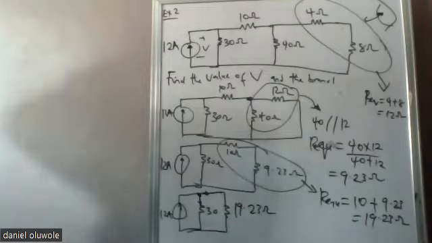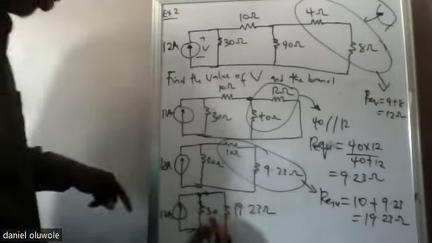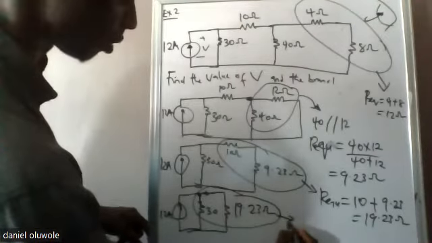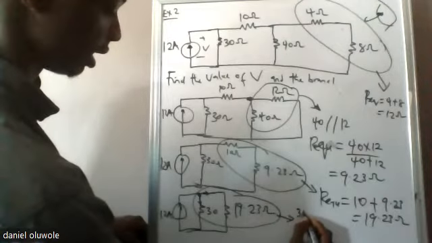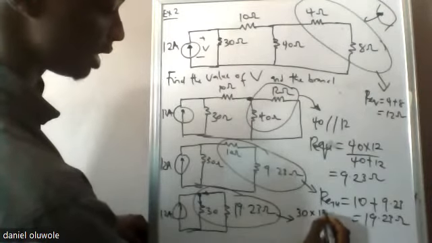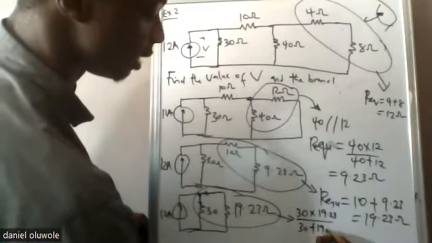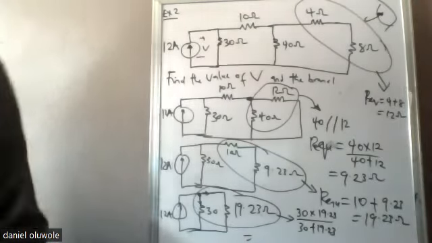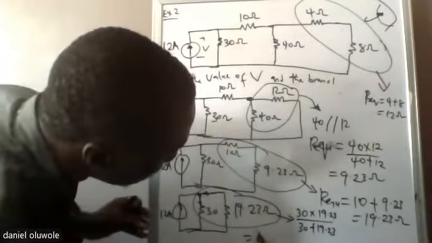All right. So at this point now, we know that these two are in parallel, and it's going to give us a particular equivalent resistance, which is going to be 30 times 19.23 over the sum 30 plus 19.23. So please help me with that value. 11.71.